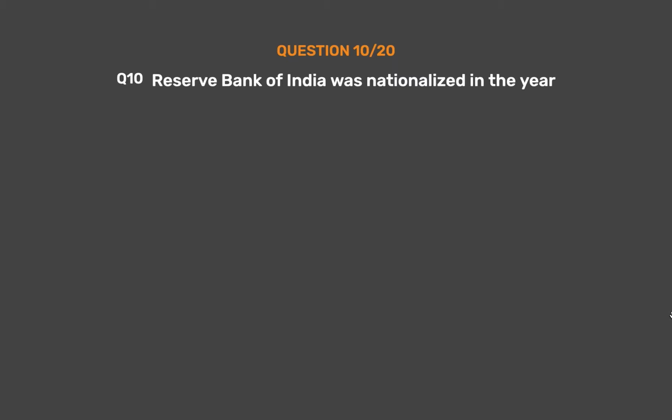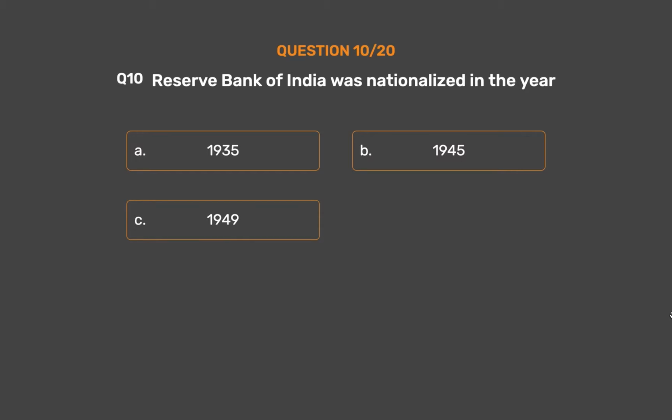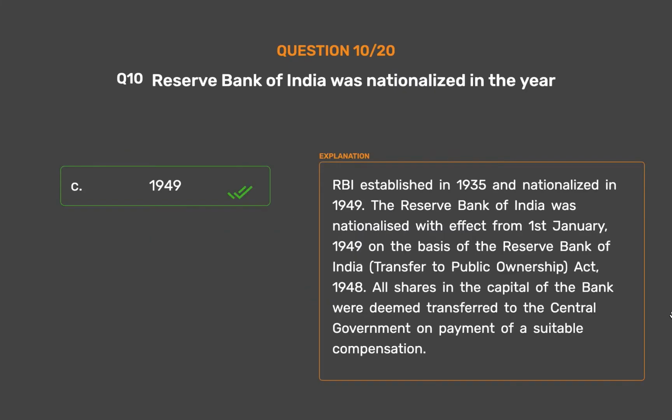Question number 10. Reserve Bank of India was nationalized in the year. Option A, 1935. Option B, 1945. Option C, 1949. Option D, 1969. The correct answer is Option C, 1949. RBI established in 1935 and nationalized in 1949.